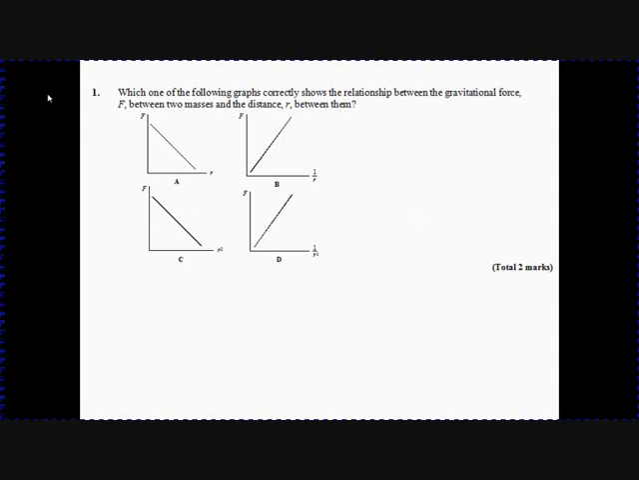This is checkpoint 1 on gravitational field strength. Okay, here's our first question.